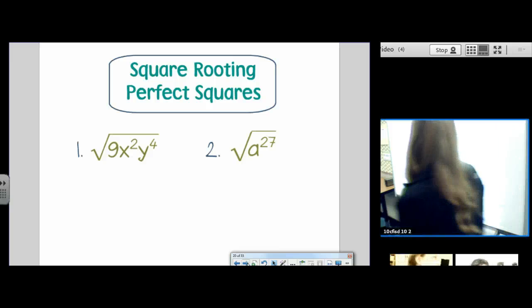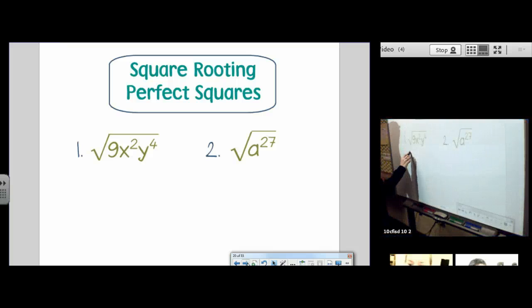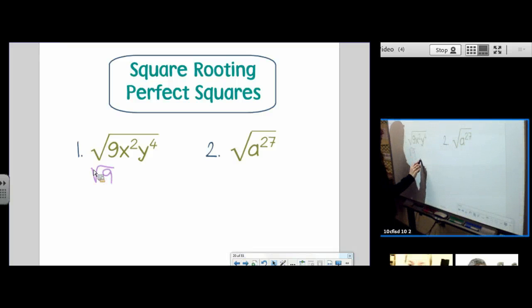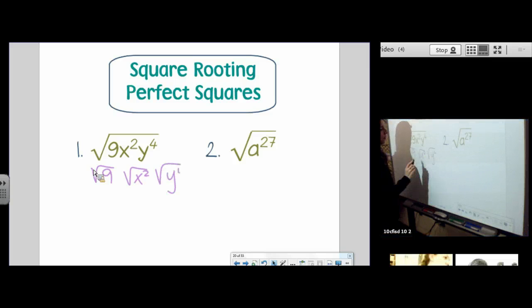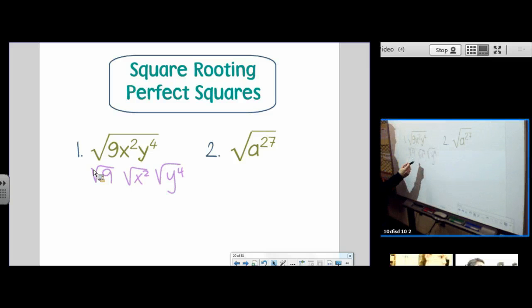What we're going to do is look at these one at a time. We're going to look at the square root of 9, we're going to look at the square root of x squared, and we're going to look at the square root of y to the 4th. Okay, the square root of 9 is 3. Check, so we're done with that.